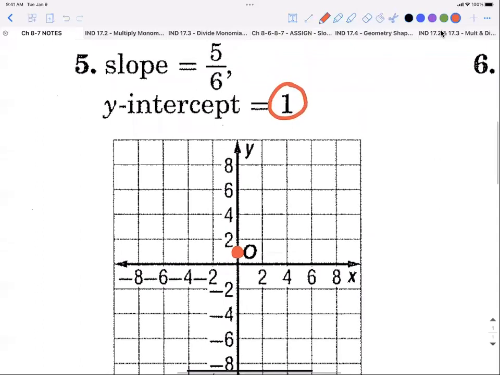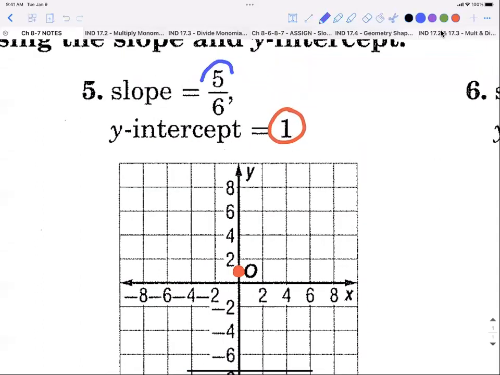And now I'm going to use my slope, which is right here, and I'm going to go up 5 and over 6, right? I'm going to rise 5, I'm going to run 6. That's what 5 over 6 means. Now, I'm at 1 right here, and I'm going to remember that. If I rise 5, what should I land on? 1, 2, 3, 4, 5. Did I rise 5? Okay.